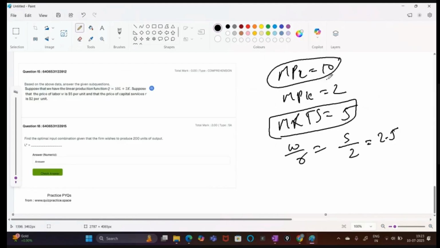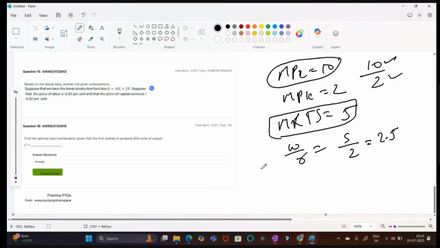Why? Because using the MPL, we can minimize the cost because of the efficiency of the work of labor, right? Because the MRTS is greater than W divided by R, or we can see from here it is 10 and 2. So labor is more effective than the machine, right? So we will use only the labor.